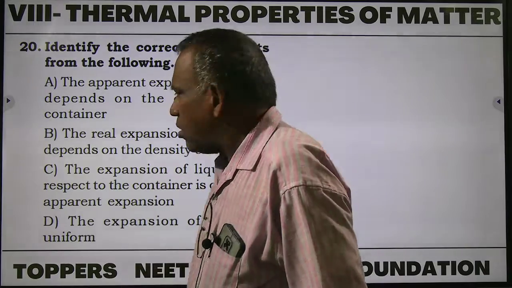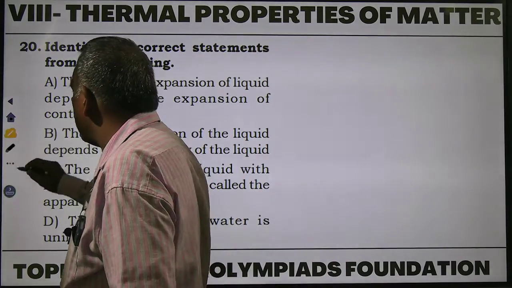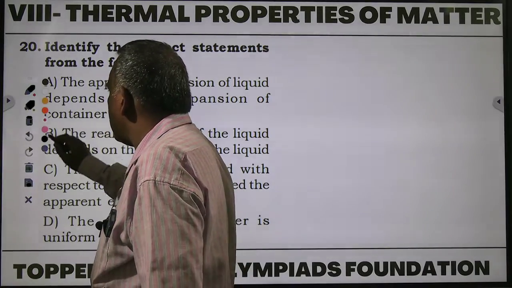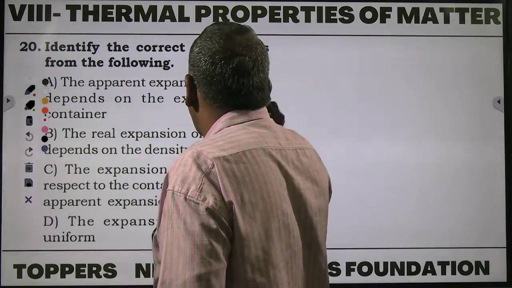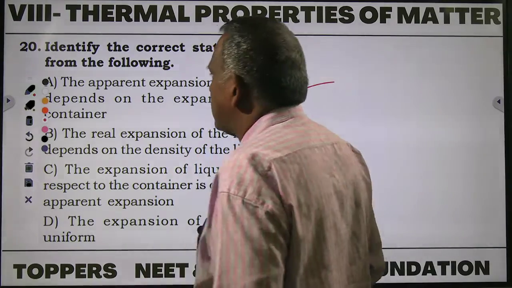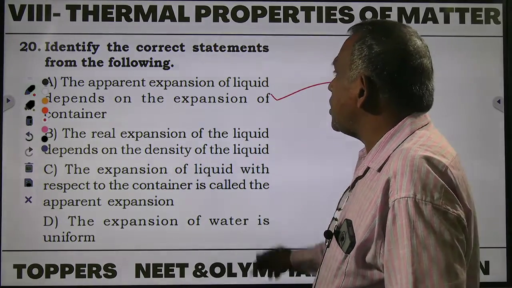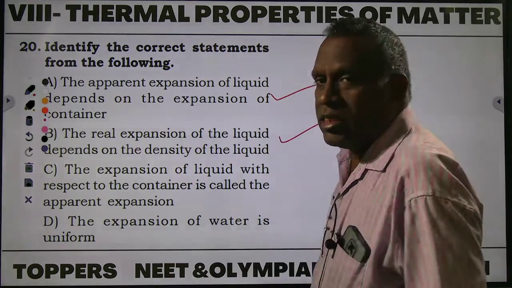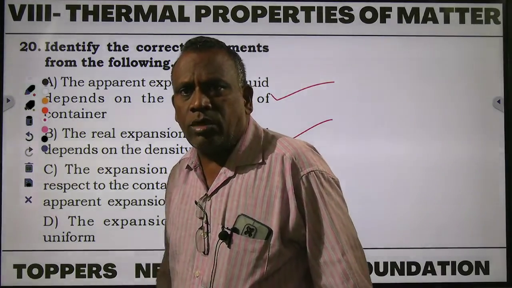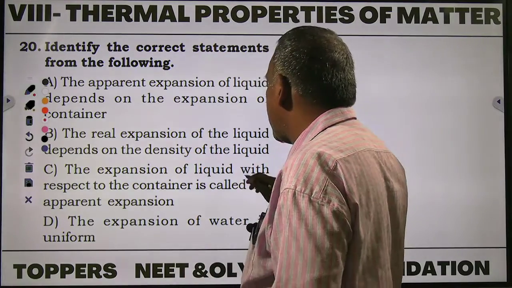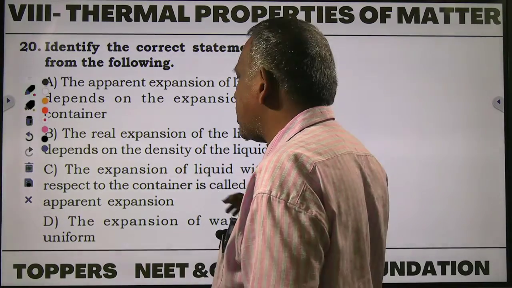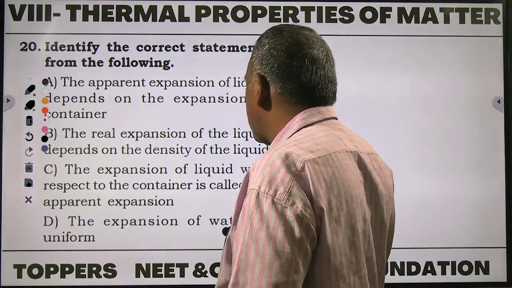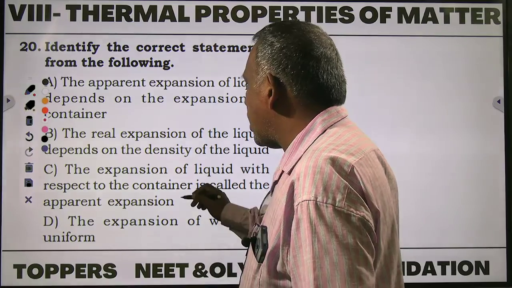See here, the first three statements are true. The apparent expansion of the liquid depends upon the expansion of the container, and the real expansion of the liquid depends upon the density. The expansion of the liquid with respect to the container is called the apparent expansion.